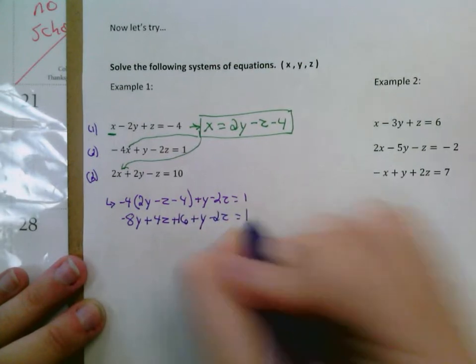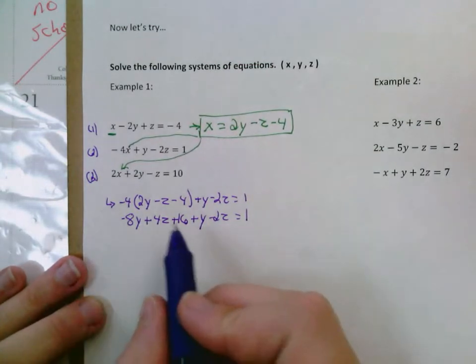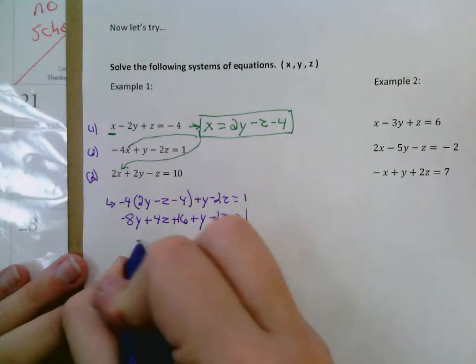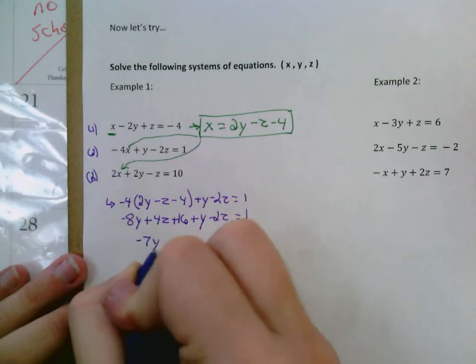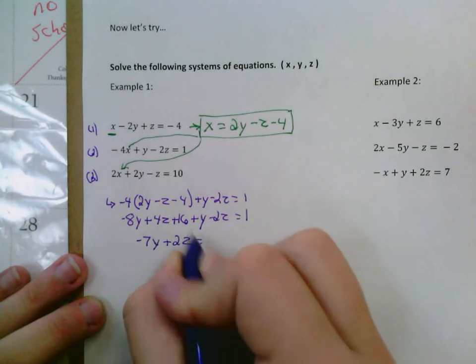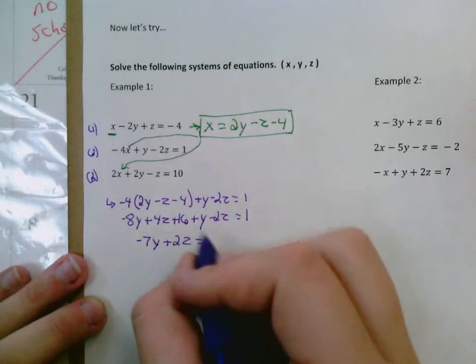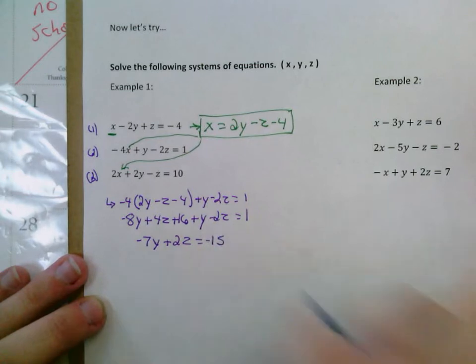And if I go ahead and solve this, combining like terms and so forth, I'm going to get a negative 7y plus 2z equals, and I would bring that 16 over to the 1 so that it's on the same side as the 1, and that's going to give me negative 15.